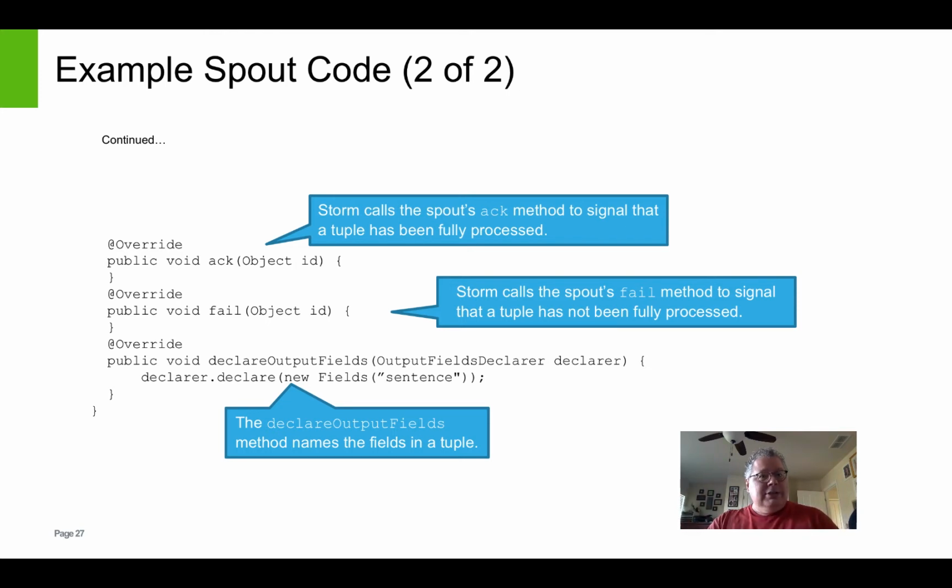The nextTuple method is our opportunity to raise another one of those events. And then there are other methods. You see this ack and fail. I'll come back to those later when we talk about reliable operations. This is our opportunity to kind of participate.